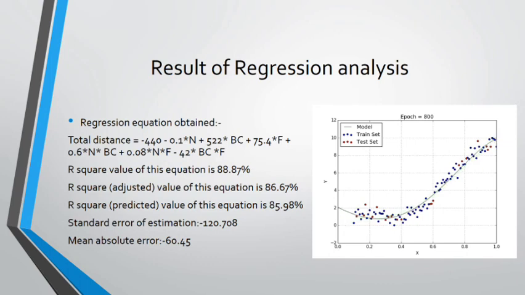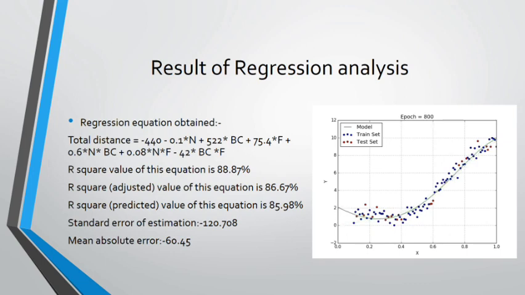Now let us see the results we have obtained for our regression analysis. This is the equation that we have achieved: minus 440 minus 0.1 n plus 522 into BC plus 75.4 into F plus 0.6 into n into BC plus 0.08 into n into F minus 42 into BC into F. The R square value of this equation is 88.87.